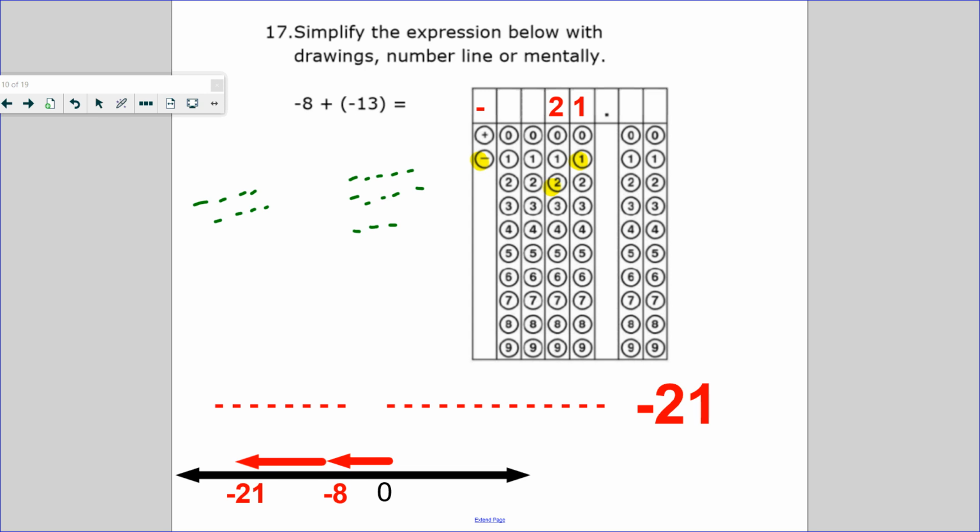But how do you bubble in? You bubble in the negative, bubble in the 2, and the 1. If you bubble it wrong on the upcoming test, it will be marked wrong, even though you have the correct answer. Make sure.